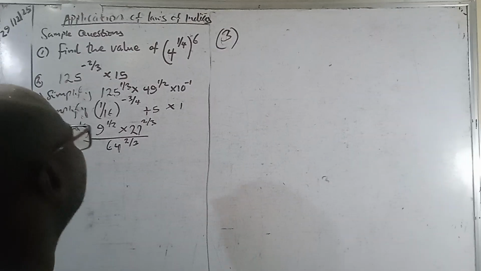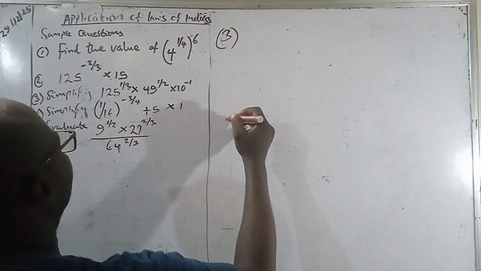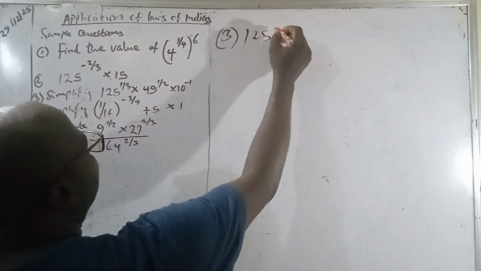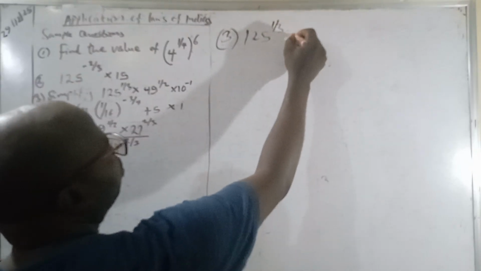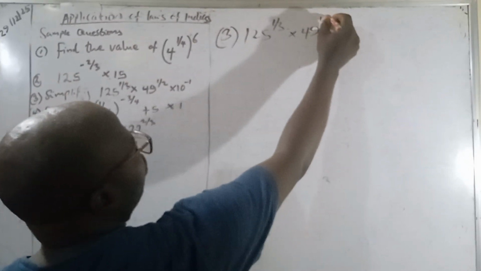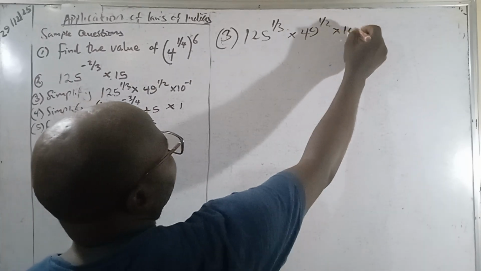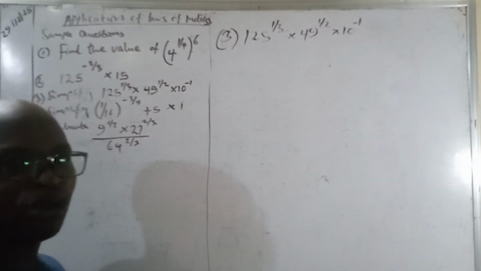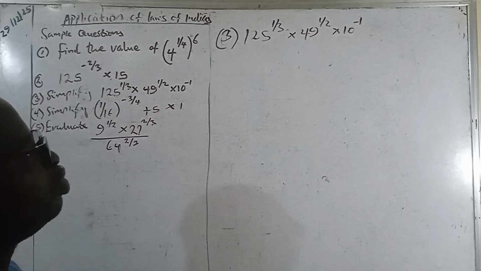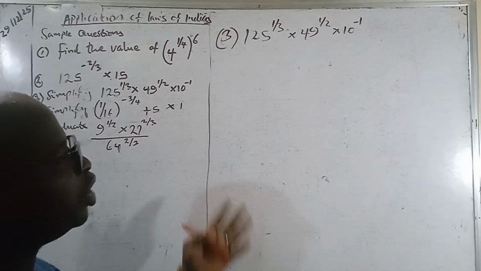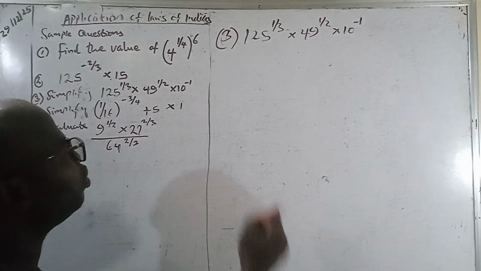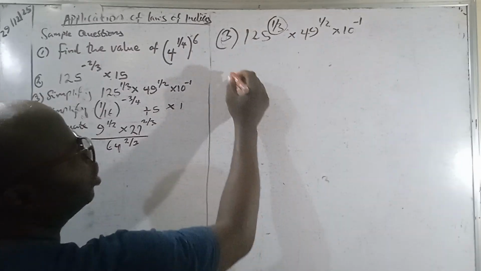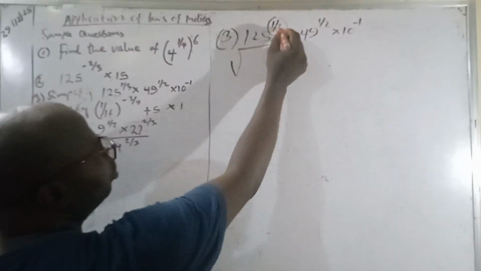Number 3, what we have there again is 125 raised to power 1 over 3 multiplied by 49 raised to power 1 over 2 multiplied by 10 raised to power minus 1. Okay, so all you just need to do is to apply the laws, the one that comes to your mind. Look at what laws apply to each component of this question. All right, if you look at the first one, it's similar to what we did the other time. So this is a fractional index telling us it's going to be root. What the root is, is the denominator.